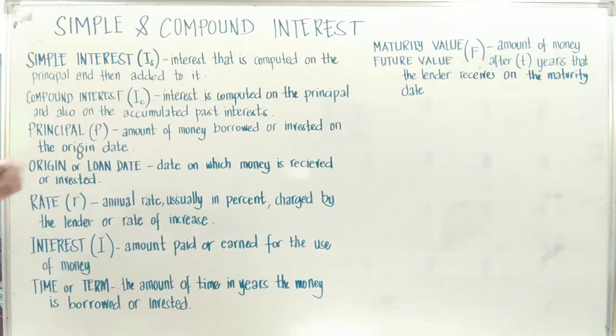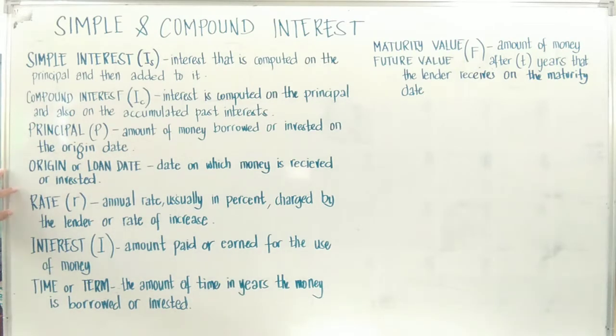Then we have your principal. Principal is denoted by P. It is defined as the amount of money borrowed or invested on the origin date. Then we have your origin date or loan date. This is the date in which the money is received or invested.